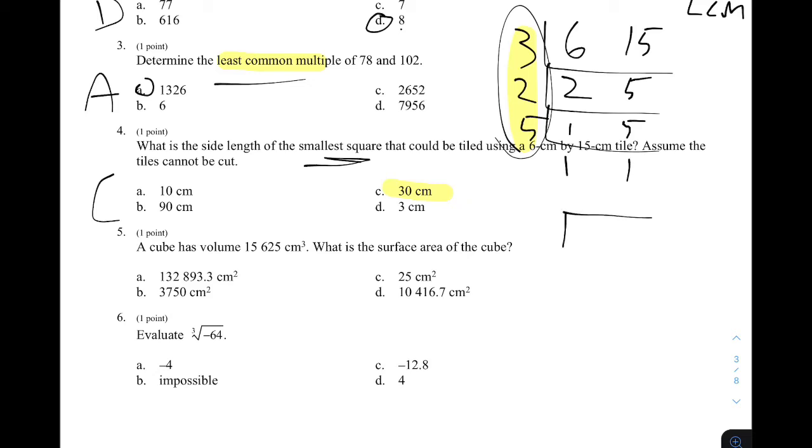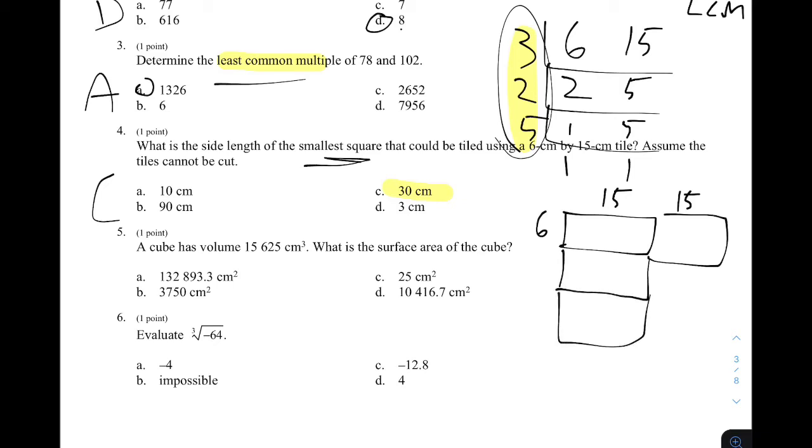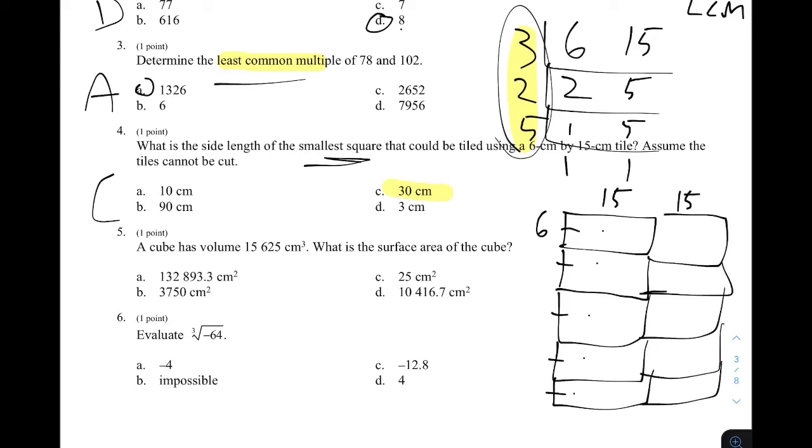So that could be done by like a 15 here and a 15 here. 15 and 15 is 30, and this is 6, and I would have 1, 6, 12. So 6 and 6 is 12, and 6 is 18, and another 6 is 24, and another 6 is 30. So 1, 2, 3, 4, 5 tiles by 2 tiles.